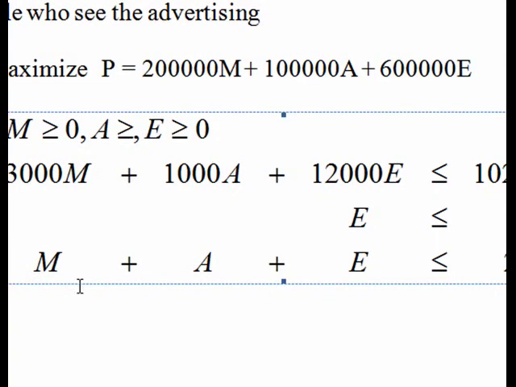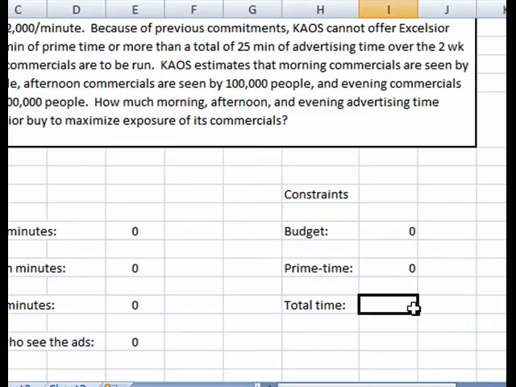So for total time, it was just m plus a plus e. Again, I'm not worrying about the 25 till later. So all I have to do is m plus a plus e for the total time. It's a formula, so start with equals m plus a plus e. And these are all just, you click on them.